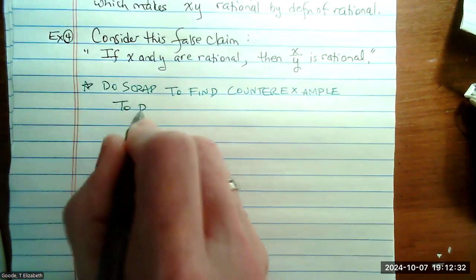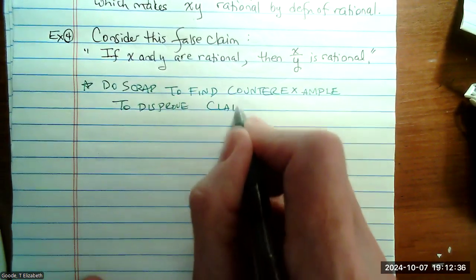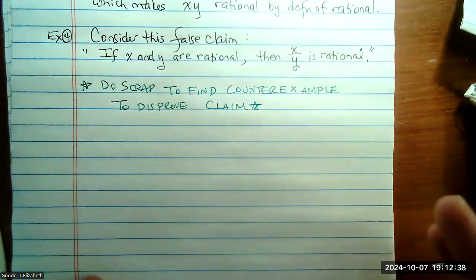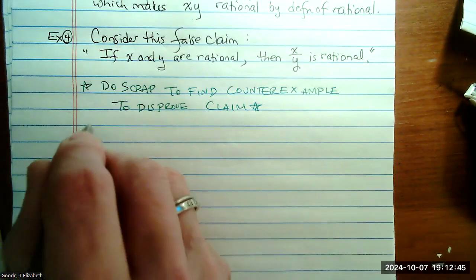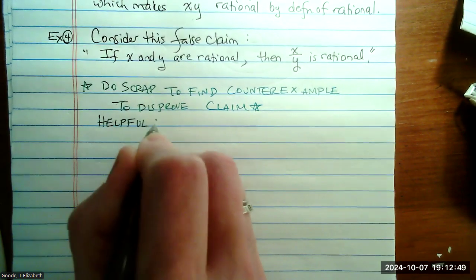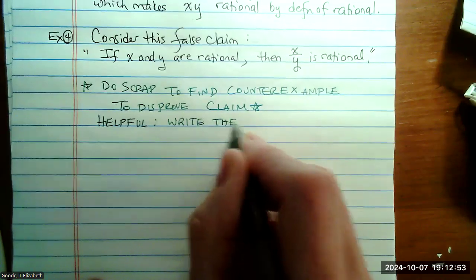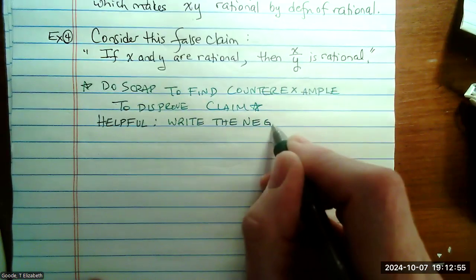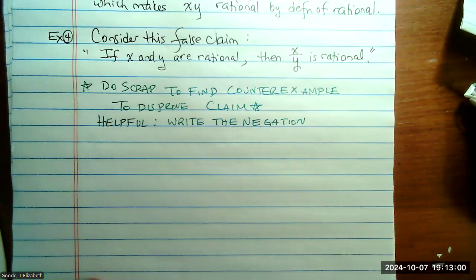To disprove the claim. So that's what our goal is. By the way, it might actually be helpful to write the negation of the claim so that we know exactly what we're proving. So here's a helpful hint: write the negation, which is what we're going to be proving.